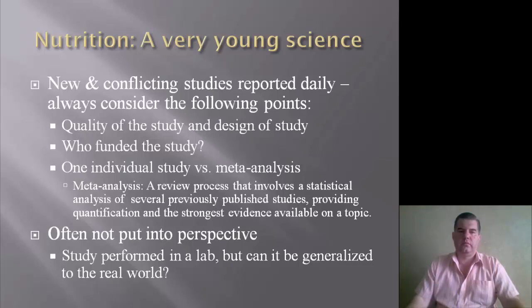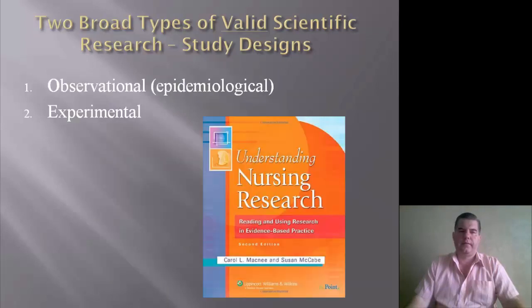1. Individual study versus meta-analysis. Meta-analysis is a review process that involves a statistical analysis of several previously published studies, providing quantification and the strongest evidence available on a topic. Often not put into perspective: a study performed in a lab, but can it be generalized to the real world? 2 broad types of valid scientific research study designs: observational, epidemiological, experimental.